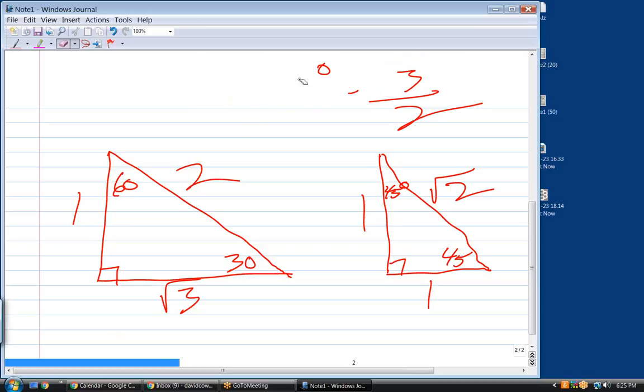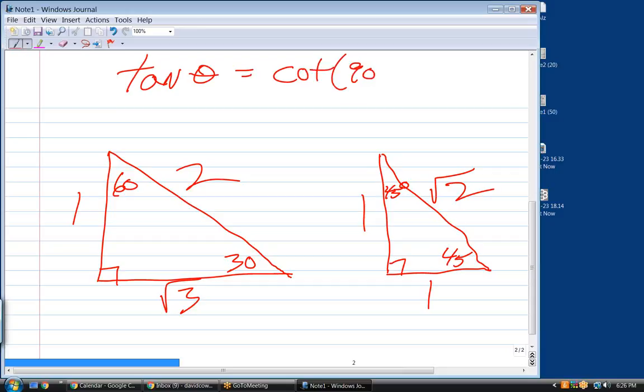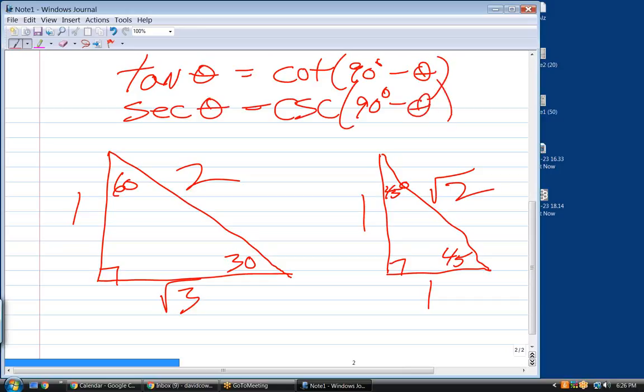And that's the property of cofunctions. And the same holds true, as long as I don't want to ignore the rest of that. This is also true. The tangent of theta equals the cotangent of 90 degrees minus theta. And vice versa. Cotangent of theta equals tangent of 90 degrees minus theta. And finally, the secant of theta equals the cosecant of 90 degrees minus theta. So these are cofunction properties.